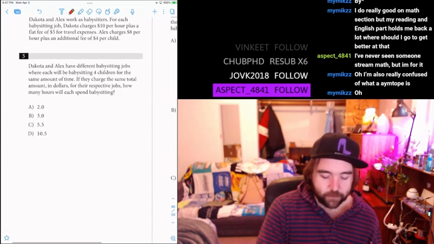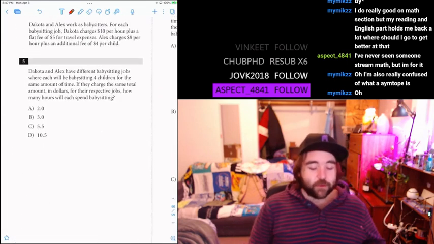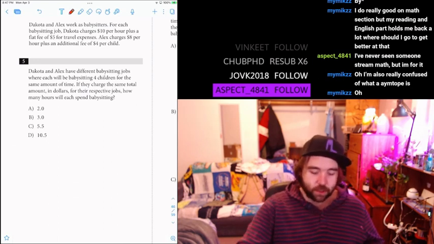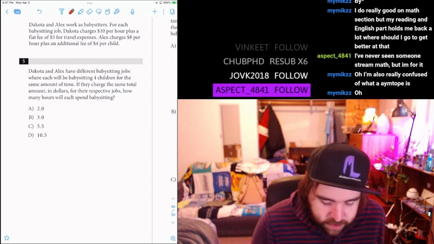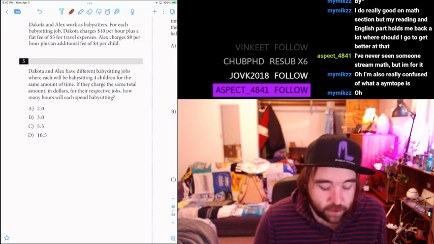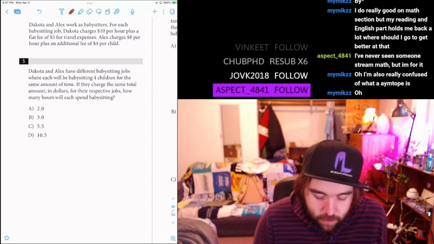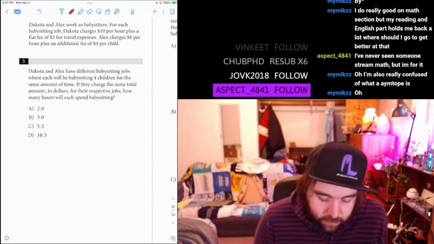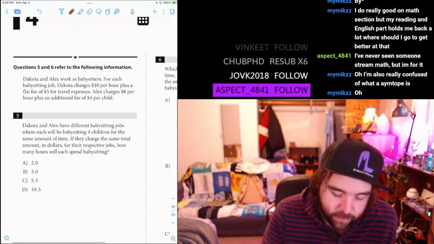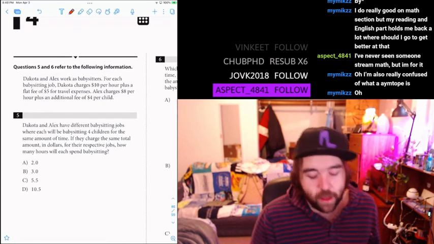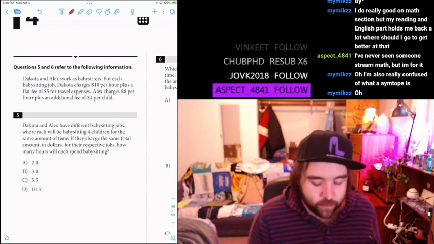Very cool. Dakota and Alex have different babysitting jobs, where each will be babysitting 4 children for the same amount of time. If they charge the same total amount in dollars for their respective jobs, how many hours will each spend babysitting? Okay, so we've got our equations up here. Dakota and Alex work as babysitters. For each babysitting job, Dakota charges $10 per hour, plus a flat fee of $5 for travel expenses.